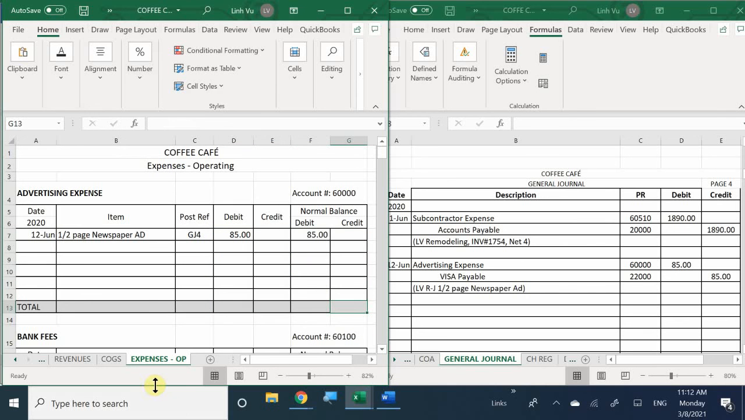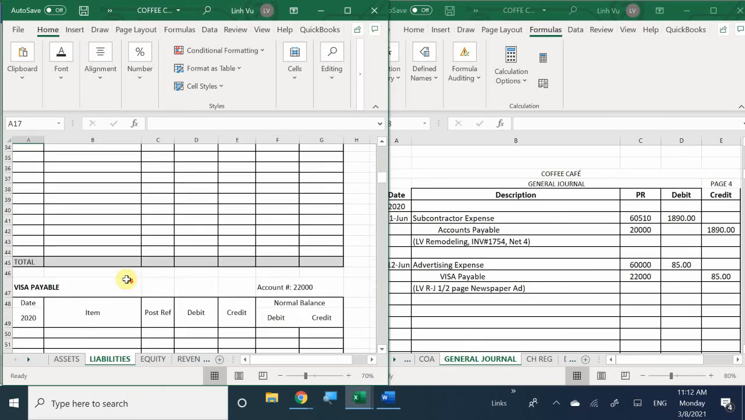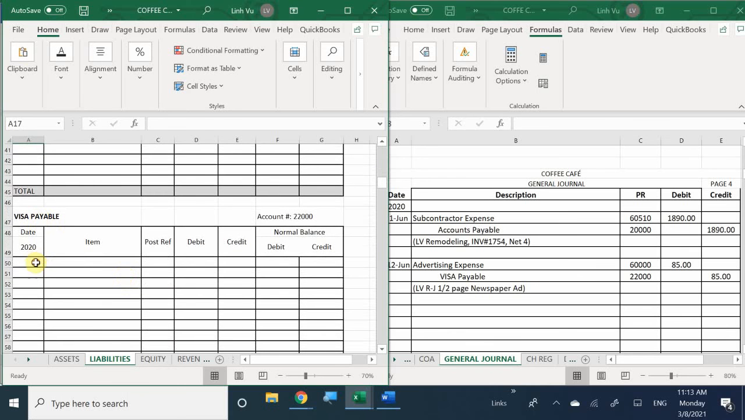Now, next is going to be my Visa account, which is going to be a liability. So this is the first time we're charging our liability account under Visa Payable. So here we are, Visa Payable, right underneath the 12th. Here I'm just going to write advertising expense. You don't need to be specific unless you want to type in newspaper ad, whatever you want to put in here.